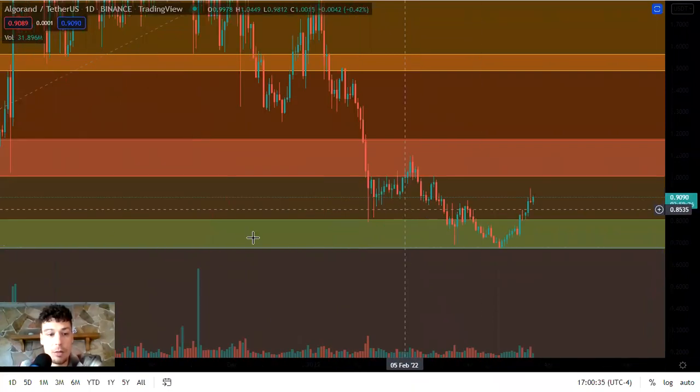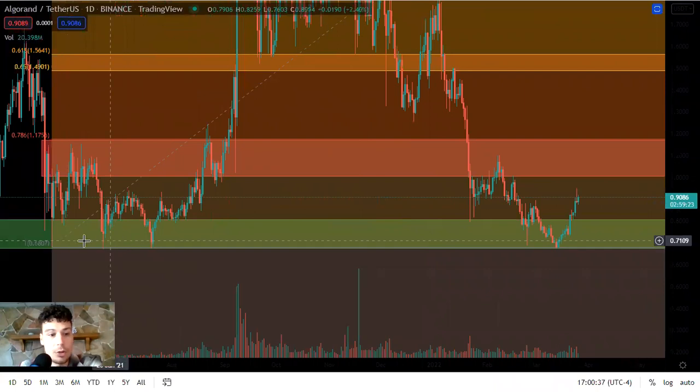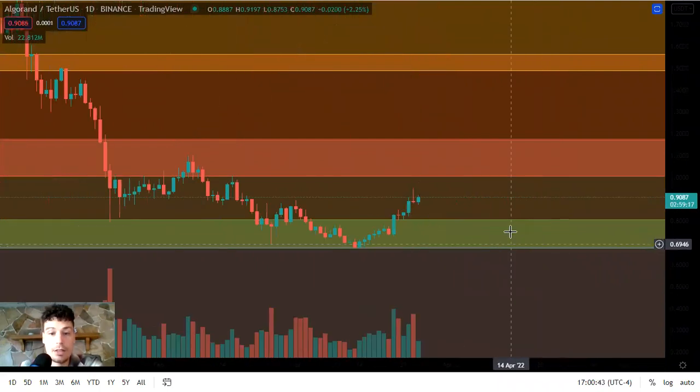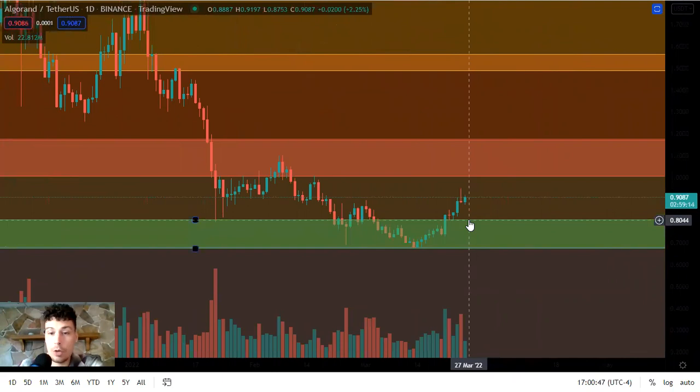And this is the same area where we bounced, 1, 2, 3, 4. Now 5 times we've bounced in this demand zone. So it's very nice to see that, even though the token is dropping, we are finding demand here in this area. And it's a key level you need to watch out for. Anytime it's between 80 cents and 70 cents, you're going to want to pay attention to it because that's a high demand zone, right?